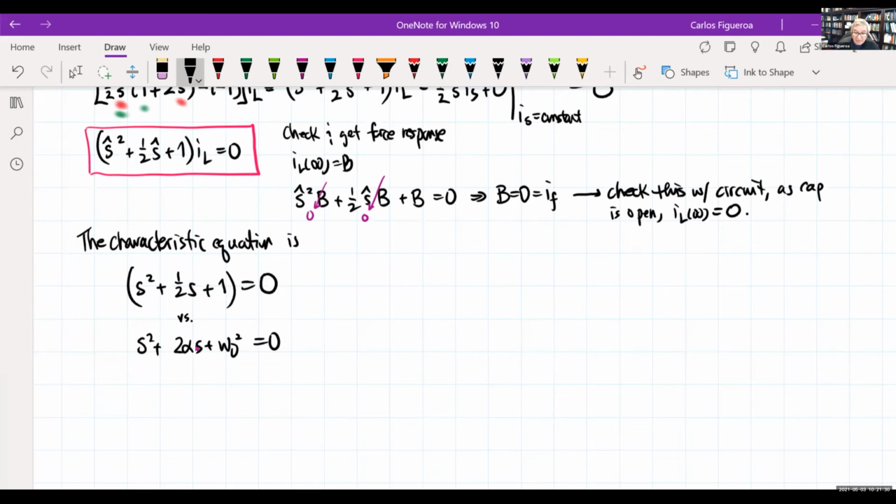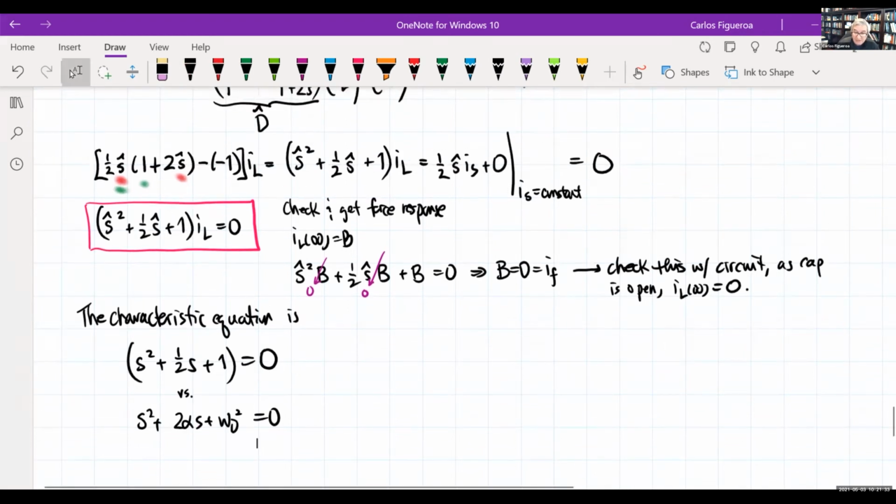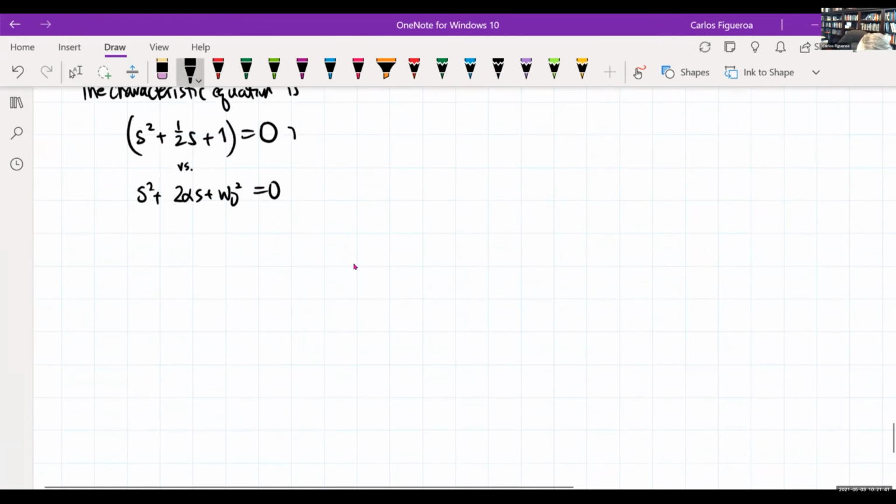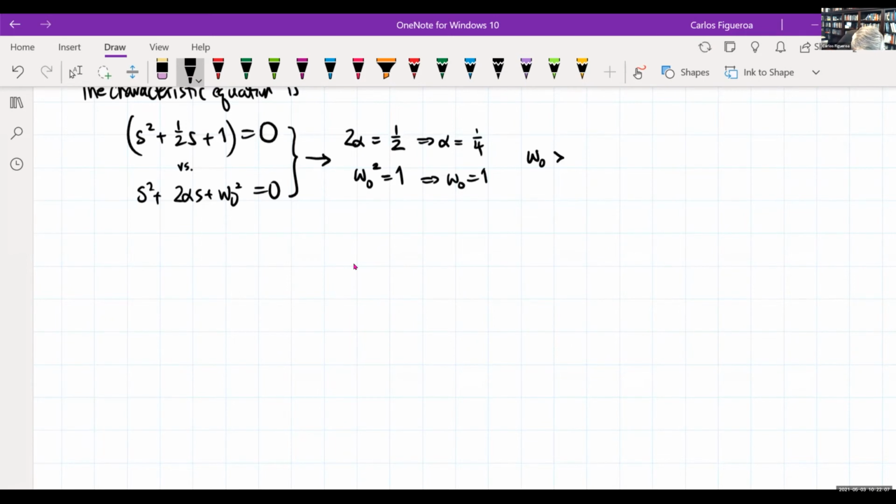If I do that, this is what I see. I'm going the wrong way again. If I do this, this immediately tells me that 2 alpha has to be 1/2 and omega naught squared has to equal 1. So this tells us right away that alpha has to be 1/4 and omega naught has to be 1. Therefore omega naught is greater than alpha, which then tells me that it's underdamped.